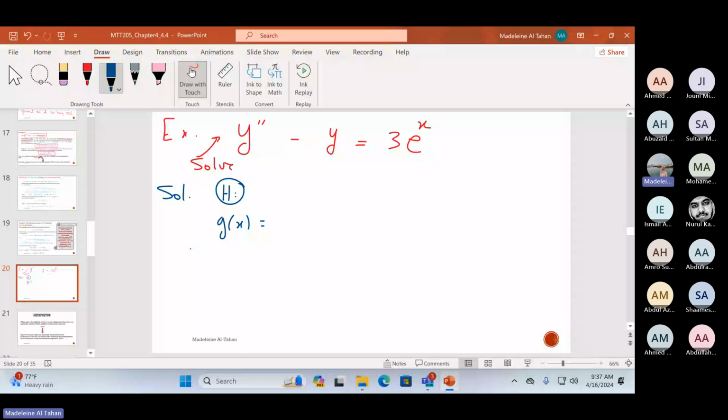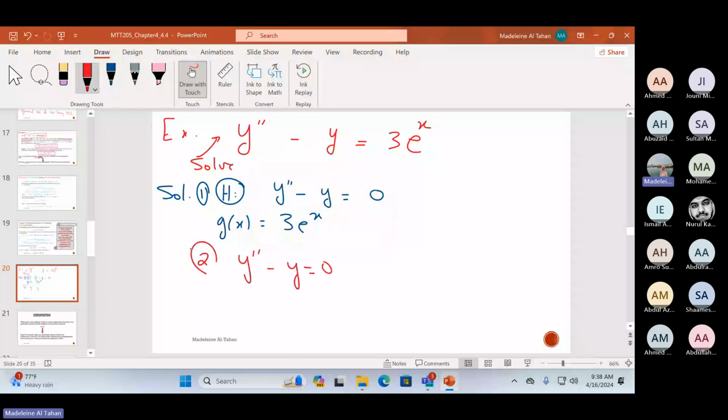What's our g of x, miss? 3e to power of x. Perfect. So this is number 1, 3e power x. And what's the homogeneous equation? y double prime minus y equals 0. We need to solve the homogeneous differential equation now.